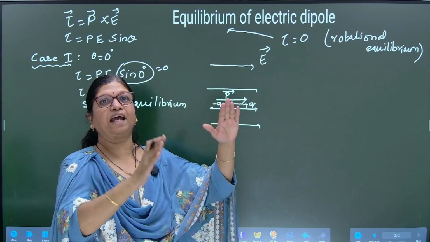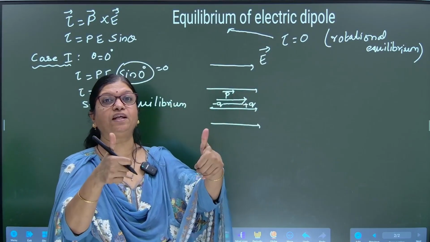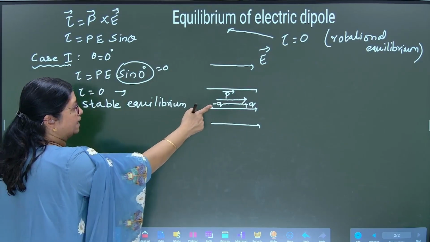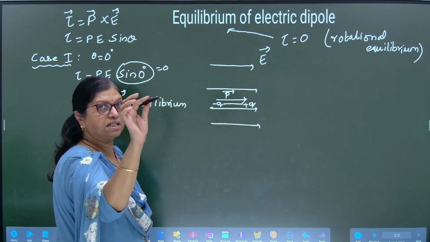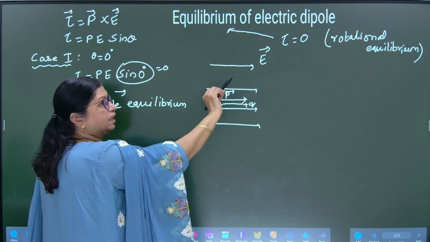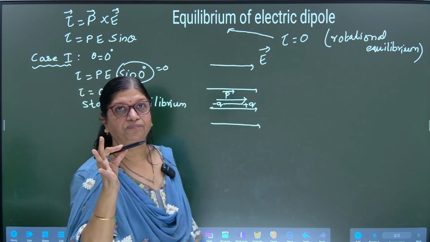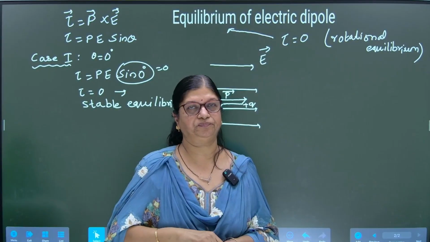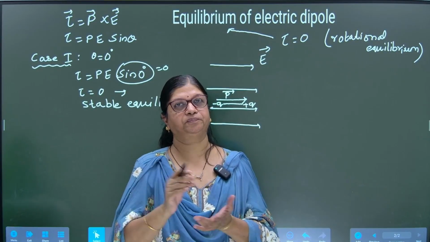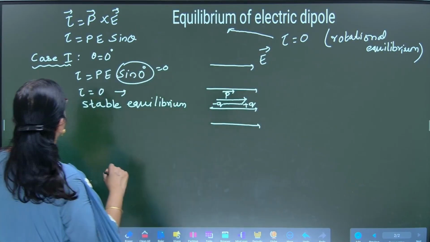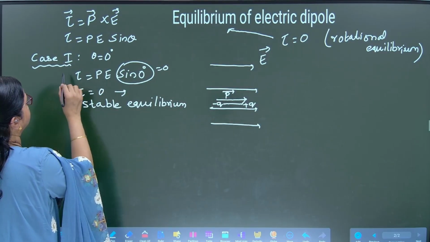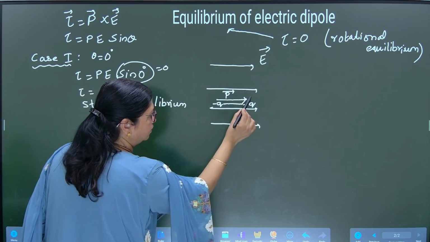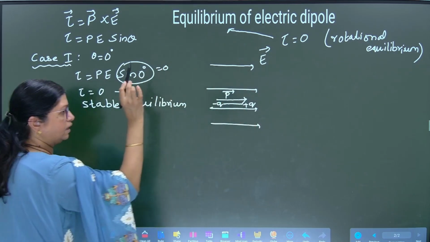So the dipole is in equilibrium. Which equilibrium? Stable equilibrium. Why stable equilibrium? Because at this position, now just think this is a dipole. Now, if I shift it and leave it, then this dipole will definitely come back to its original position. Then it is said to be in stable equilibrium. Okay? So, for this case 1, theta is equal to 0, I have to place the dipole in the direction of the electric field.